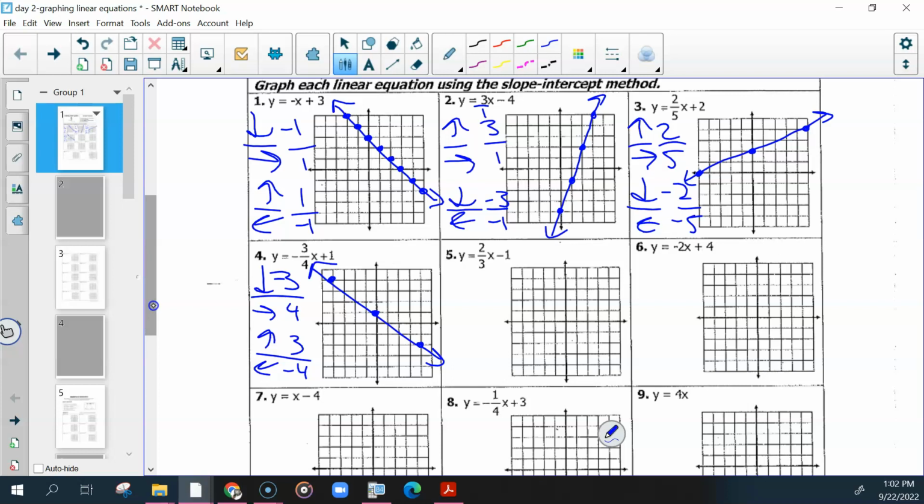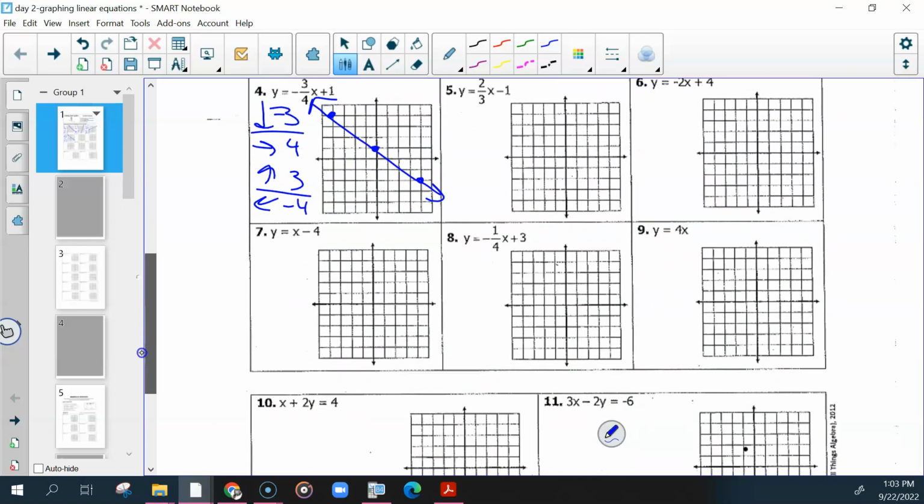So it should look something like that. Questions on that one? Look at numbers 5 through 9. Do you want to go over any of those? Have questions about any of those?